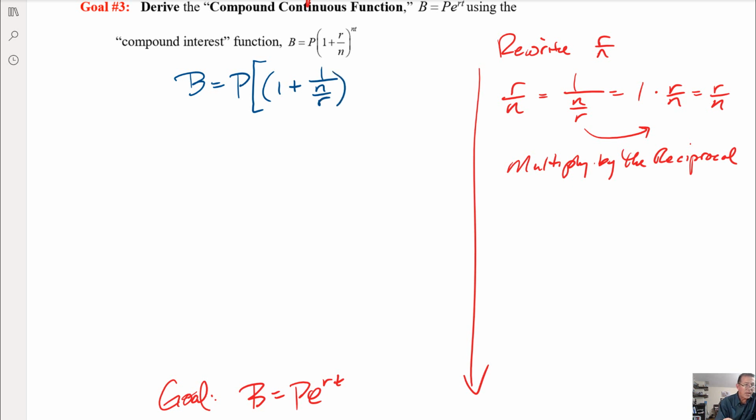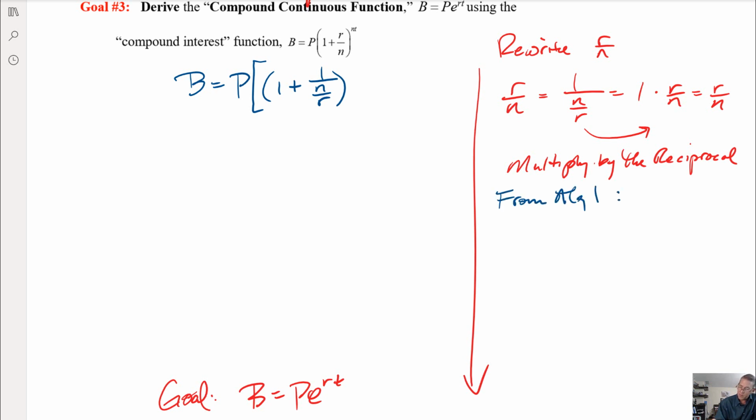Now I'm going to rewrite the power here, the power nt. Before I rewrite it and finish this, you need to understand something from Algebra 1. So this is from Algebra 1.